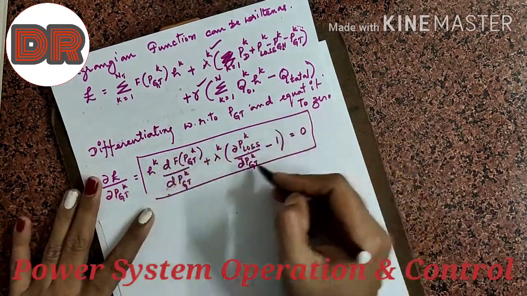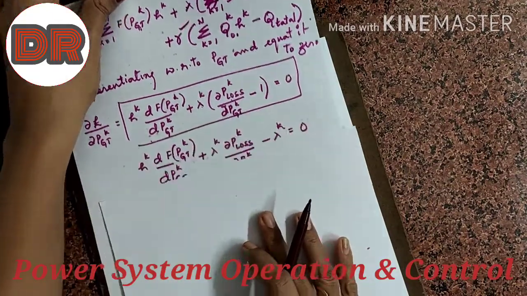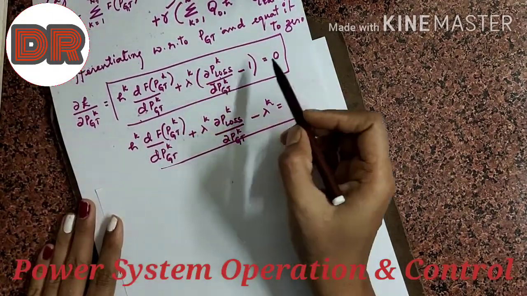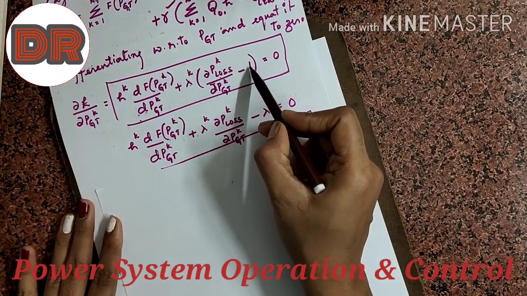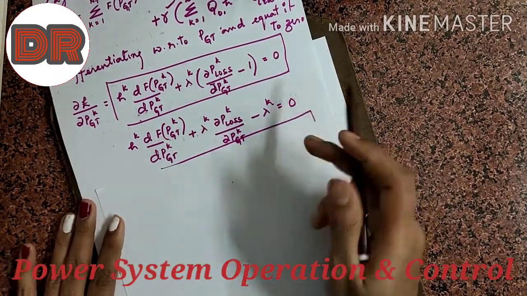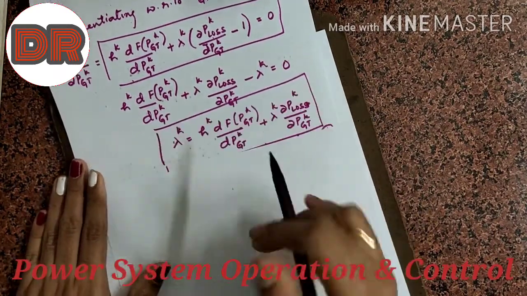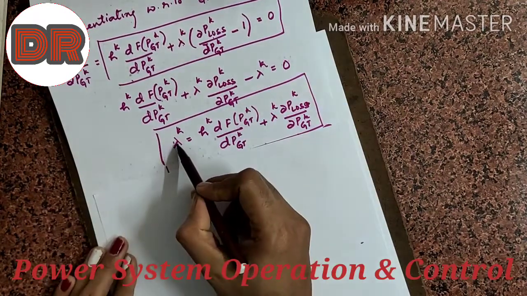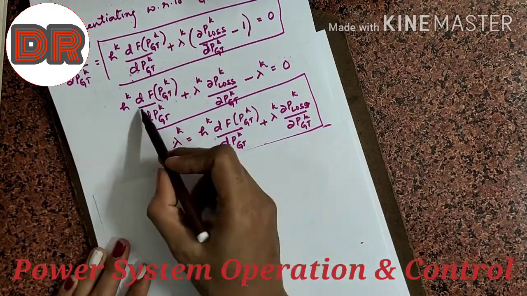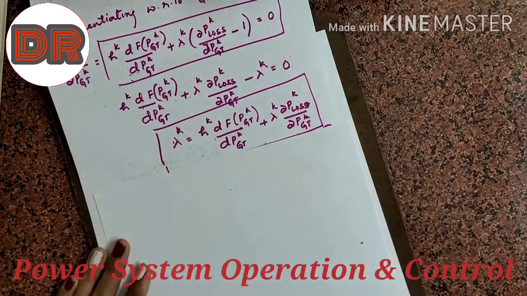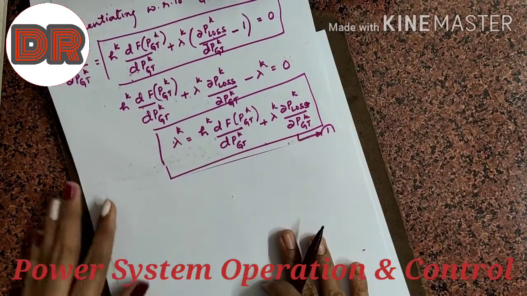Now, considering only this, we can simplify further. Let me multiply by lambda k here, and we get this equation. Further, we can shift this term to the other side, so lambda k will be equal to this term plus this term. This is the first coordination equation.